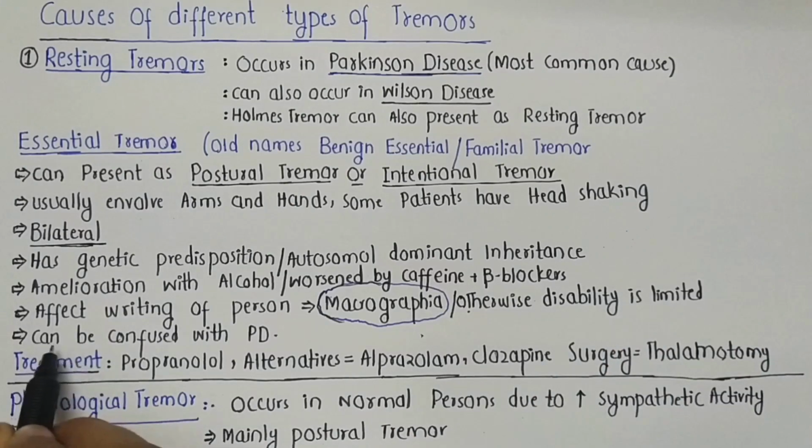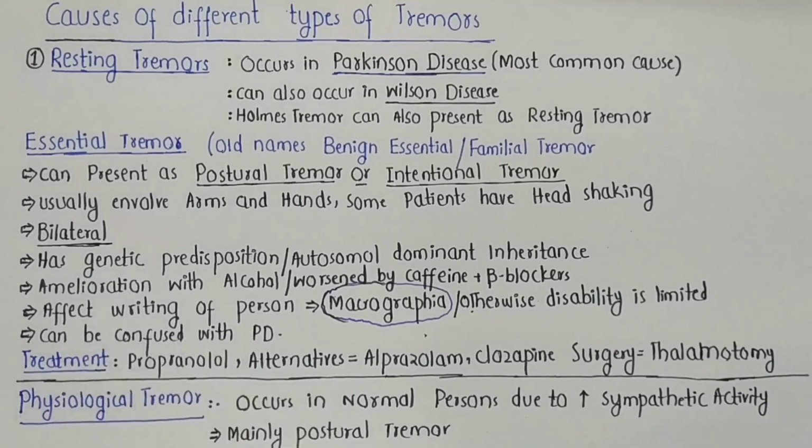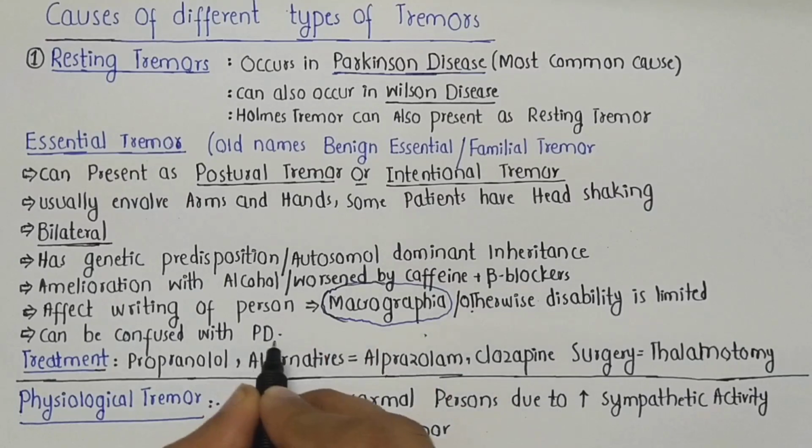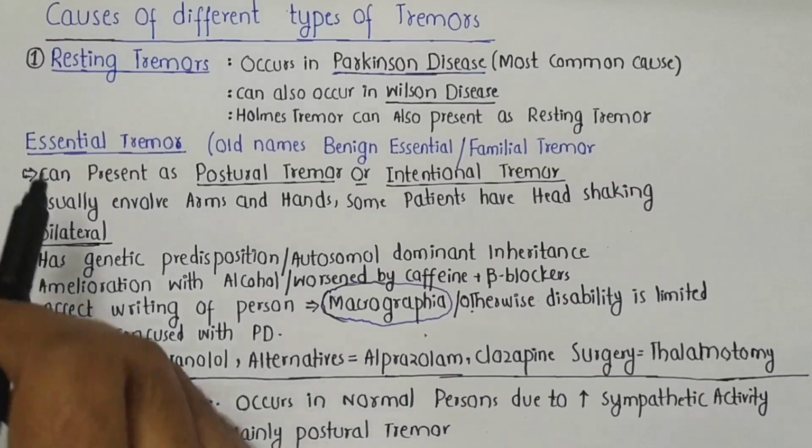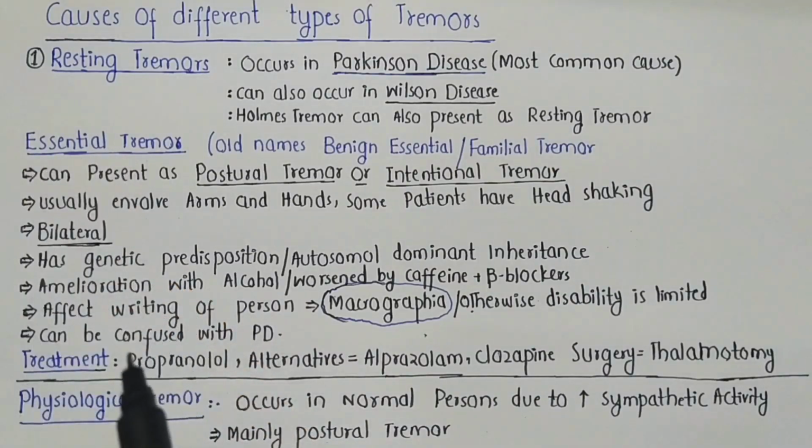And sometimes essential tremors are confused with Parkinson's disease. Most of the time, it is very easy to differentiate the tremor of Parkinson's disease from essential tremor, because in Parkinson's disease, the tremor is also accompanied by other neurological features like rigidity, postural instability, and bradykinesia. But sometimes the tremor tends to be the most dominant feature of Parkinson's disease for many years. In that case, it becomes difficult to differentiate the two, but still you can.